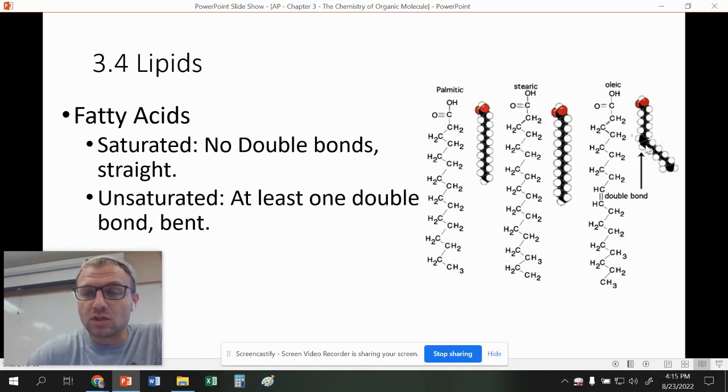What those double bonds do is they bend the fatty acid chains. You can see there's a bend right here, and here's that double bond. So we can see straight chain fatty acids that are saturated, and unsaturated bent chains here.